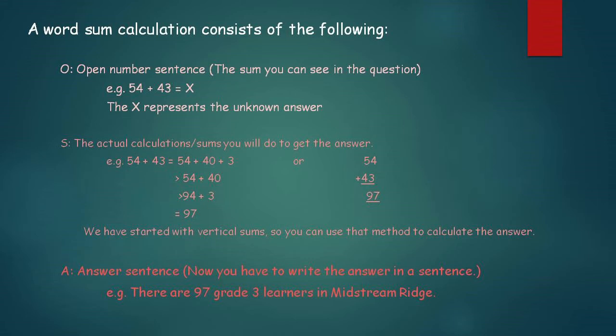In other words, we now have to take all of the sums and calculations we've done. We've got a final answer, but we need to write it in a sentence, because they asked us the question in a sentence, like the story. So we need to give our final answer in a sentence. So for example, we could say there are 97 grade 3 learners in Midstream Ridge. So we wouldn't just have 97 anymore, we would explain our answer in a sentence.